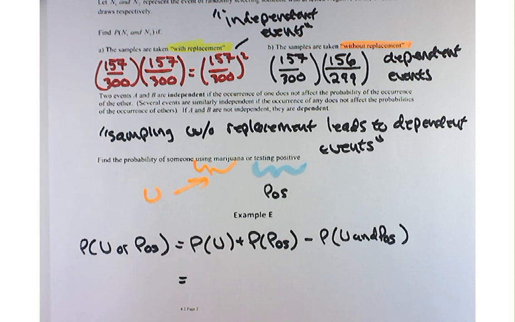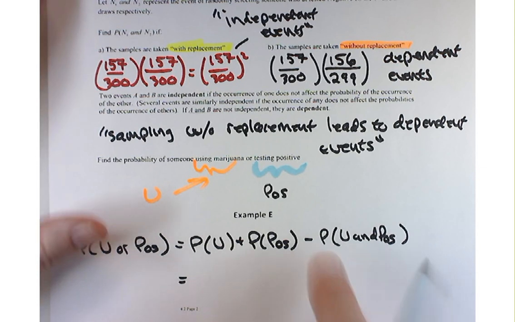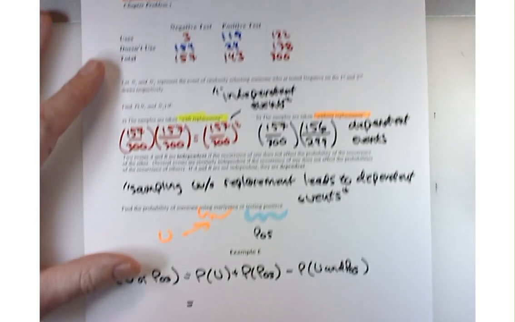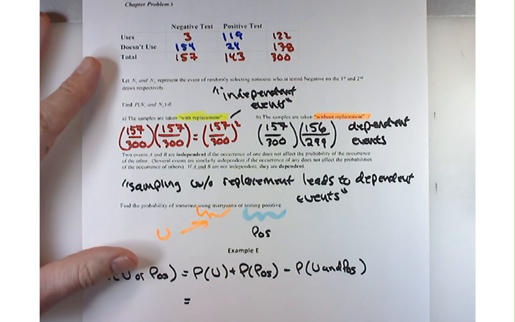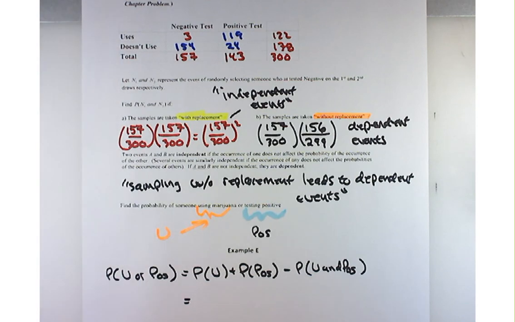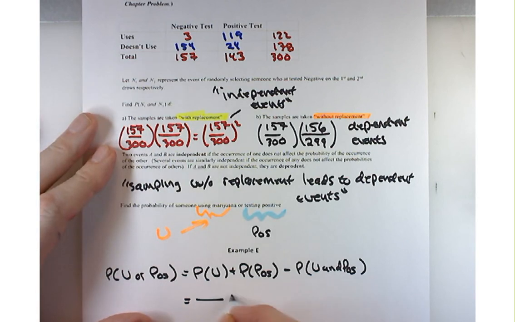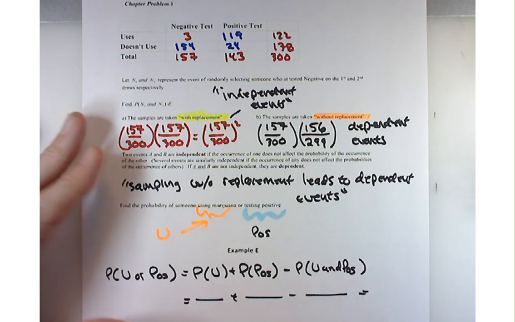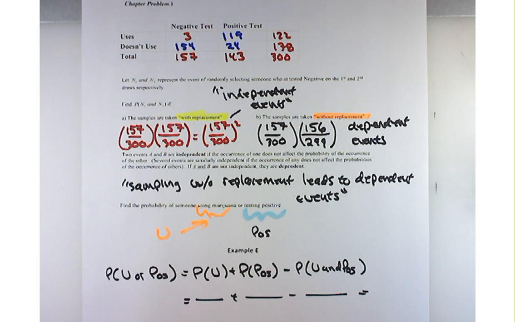Why don't you give yourself a minute, see if you can't figure out these probabilities. Those are going to go all the way back to our table. If you're watching this later, you can pause the video. What's the probability that somebody used? What's the probability that somebody tested positive? What's the probability of those intersections?